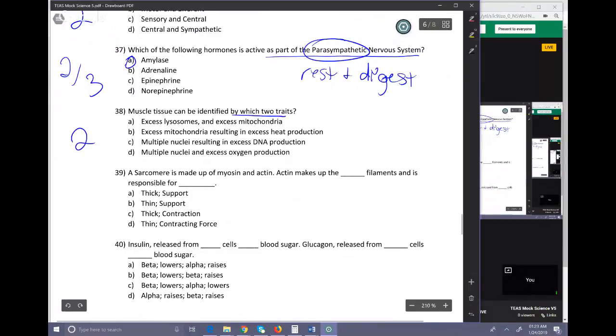38, muscle tissue can be identified by which two traits is from Anatomy 2. Again, they're usually going to have you identify one trait. Typically, the one trait is the excess of mitochondria. That's typically what they ask about. The other thing I wanted to make sure that you know and remember is the excess heat production. That's the result of the excess mitochondria. Those go hand in hand. The second part of that is not something you're probably going to be directly asked, but it's a really good thing to know for bigger context on bigger questions.